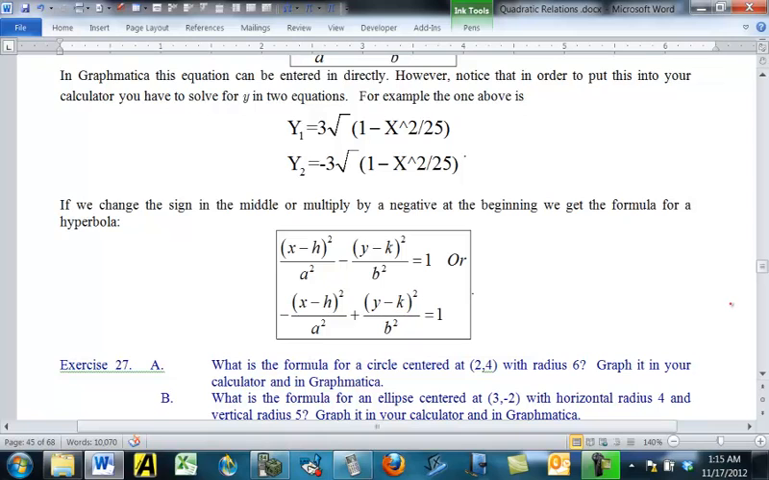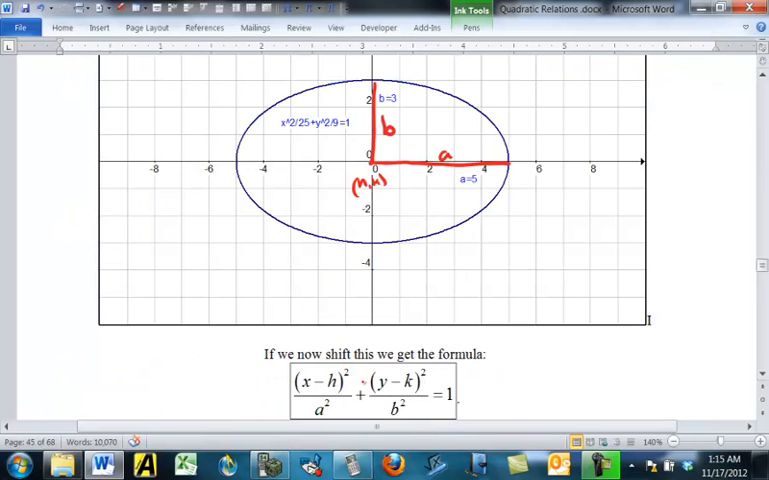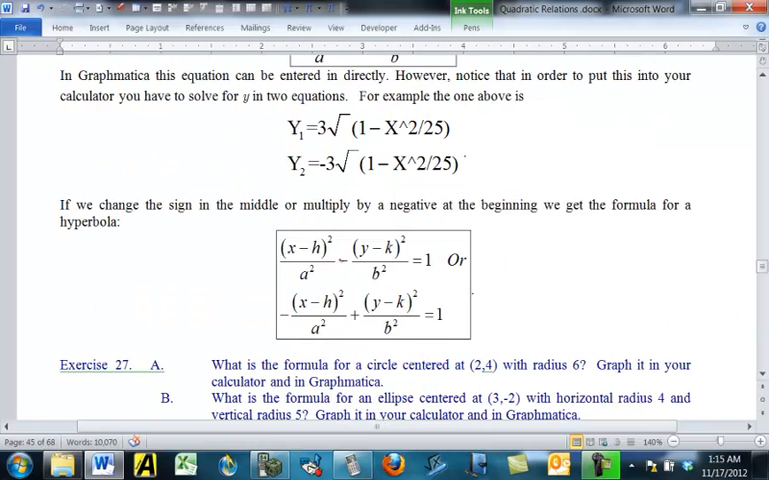Now, if you notice, in this form right here you have a plus in between, and this is positive as well. If you change that to a minus, everything the same, but this one's a minus and this one's a plus, or that's a plus and that's a minus, you get a hyperbola. Let me show you how that works.